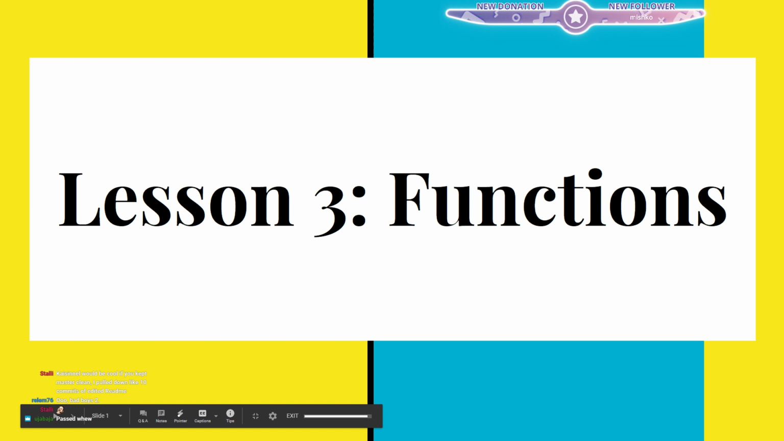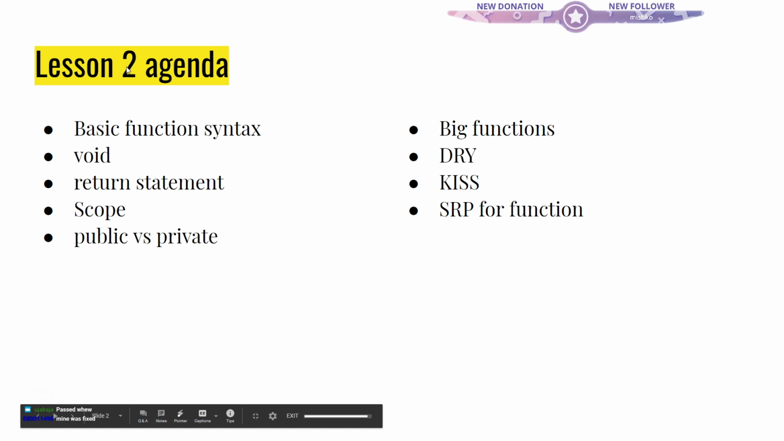All right, I think we can start then. So the topic of this lesson is functions. I made a mistake. So the lesson 3 agenda is the following things. YouTube will be uploaded, don't worry. Anyways, the lesson 3 agenda is the following. We'll talk about how a function looks like, what void is for a function. We'll talk about the return statement, about scope, what it is, about public and private access modifiers, about big functions, about DRY, KISS, and single responsibility principles for a function.